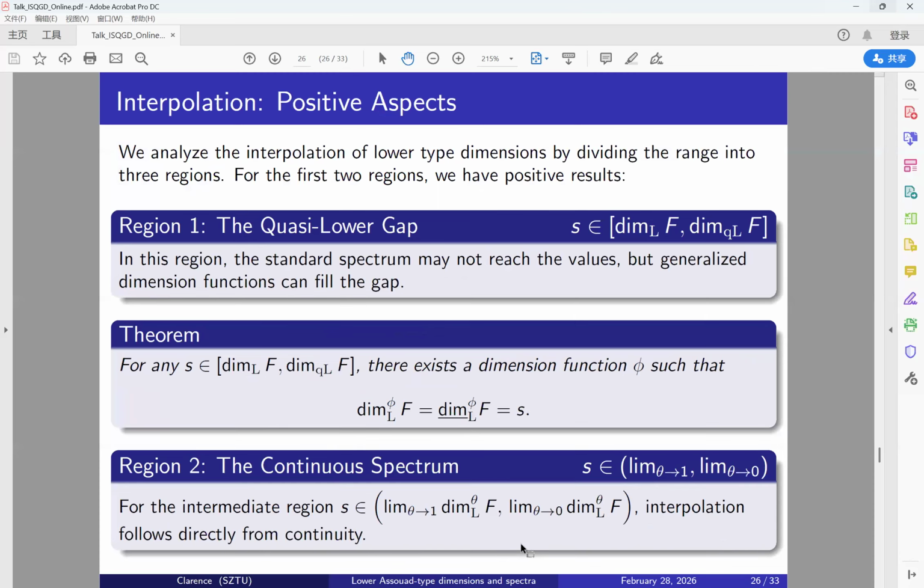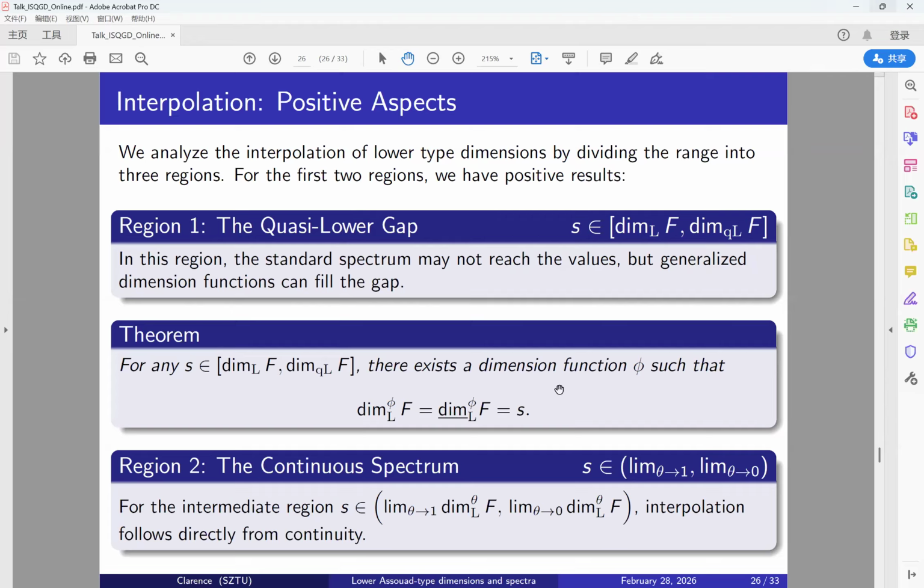As for the interpolation of generalized lower dimensions or phi lower dimensions, the positive thing is that for the quasi-lower gap, it successfully fills the gap. We analyze interpolation of lower type dimensions by dividing the range into three regions. For the first region, from lower dimension to the quasi-lower dimension, the standard lower spectrum cannot reach this value, but the generalized lower dimension can fill the gap.